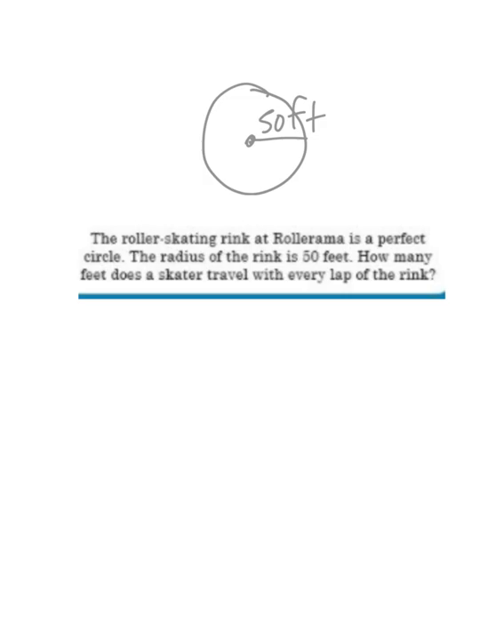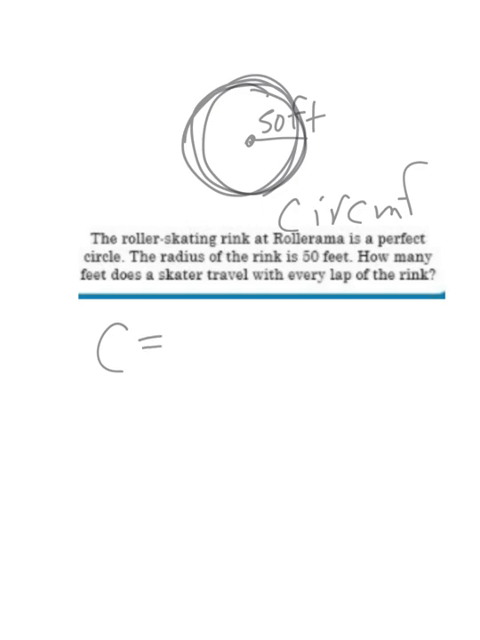And up. All right, a roller skating rink at Roller-Rama is a perfect circle. The radius of the rink is 50 feet. How many feet does a skater travel with every lap of the rink? All right, so we're going to assume that we're going along the outside of the rink doing our laps. So that's like going around, which we know is circumference. All right, so our two choices for circumference are 2 pi r or pi d, okay? So we're given our radius, so let's just use the one that has radius.